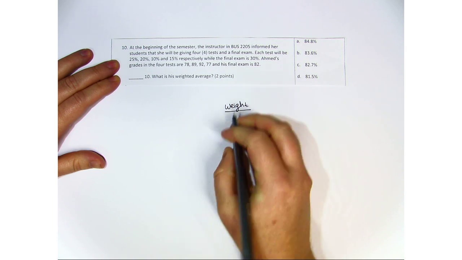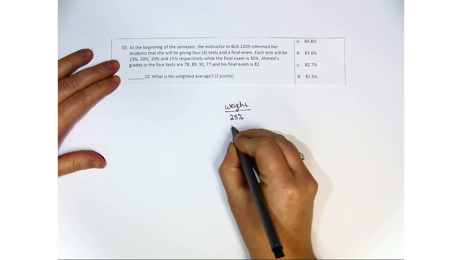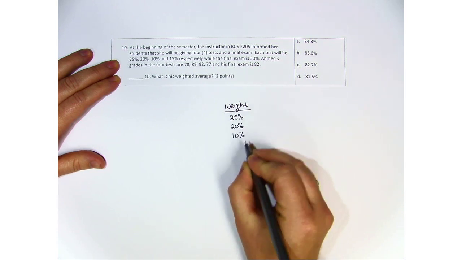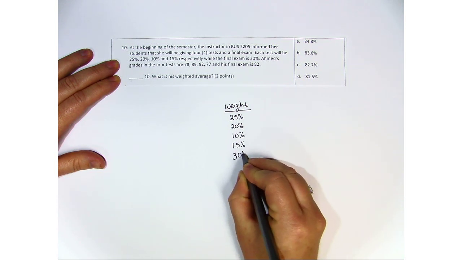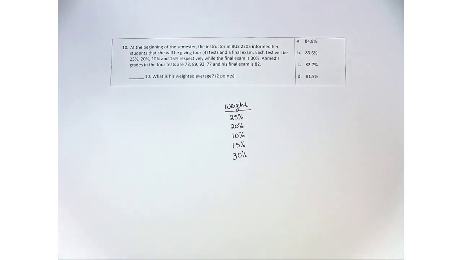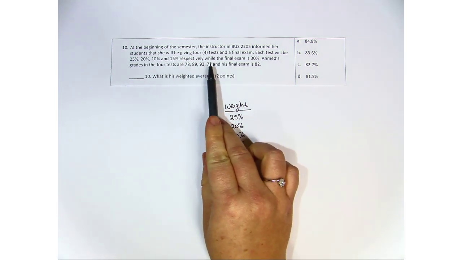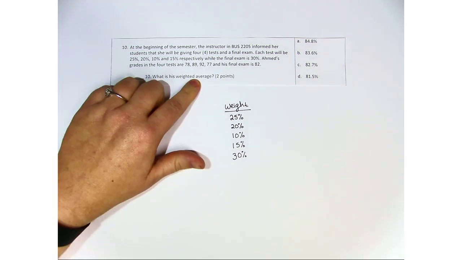So the weight of the final exam is 25%, 20%, 10%, 15%, and the final exam is 30%. Ahmed's grades in the 4 tests are 78, 89, 92, 77, and his final exam score is 82. What is his weighted average?